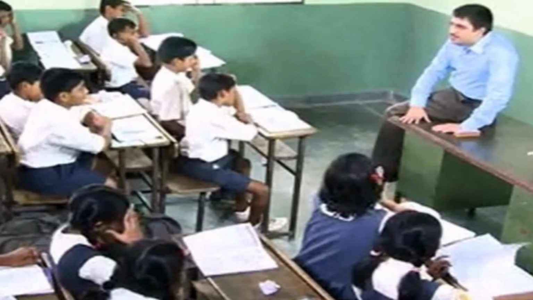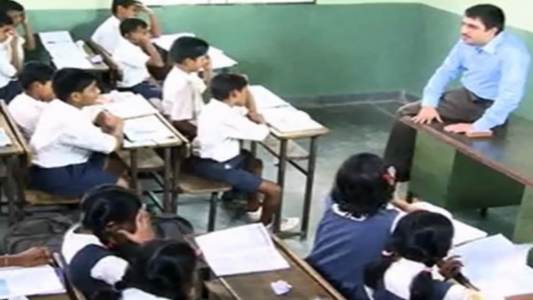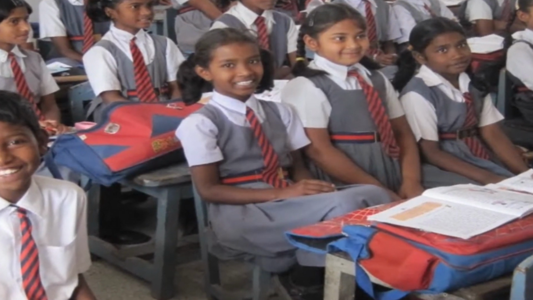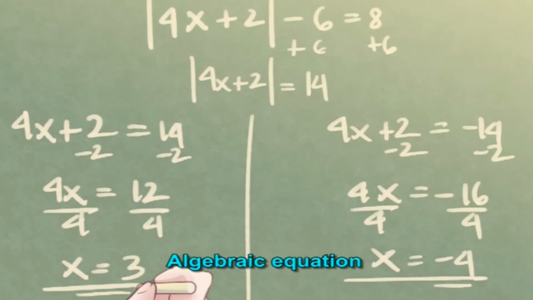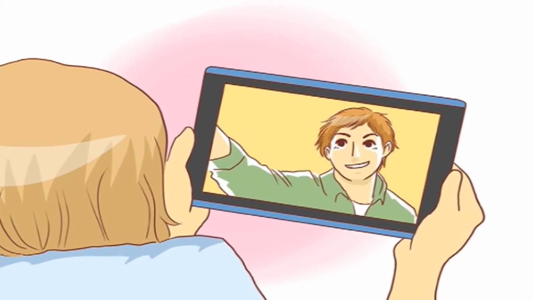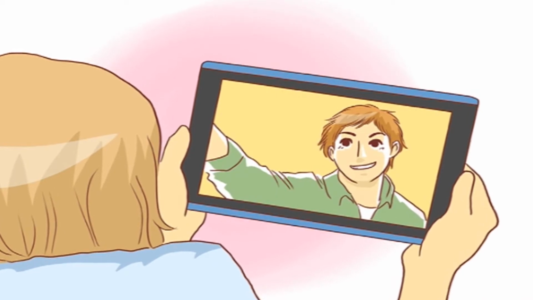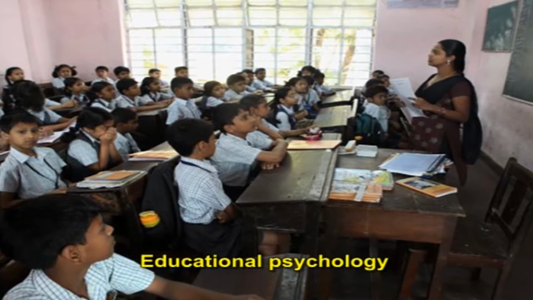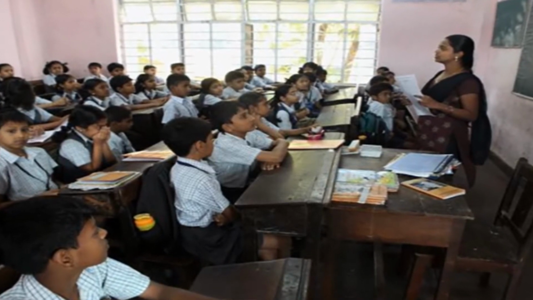In school and in everyday life, we all have to solve a wide variety of problems. In school, these problems might be how to complete an algebraic equation or remembering the order of presidents of India. In everyday life, problems might be how to maintain a long distance relationship or how to pay bills on a limited income. Either way, in order to be successful, we must have the ability to solve different types of problems using different types of solution strategies. Educational psychology has broken down problems into two different ways.